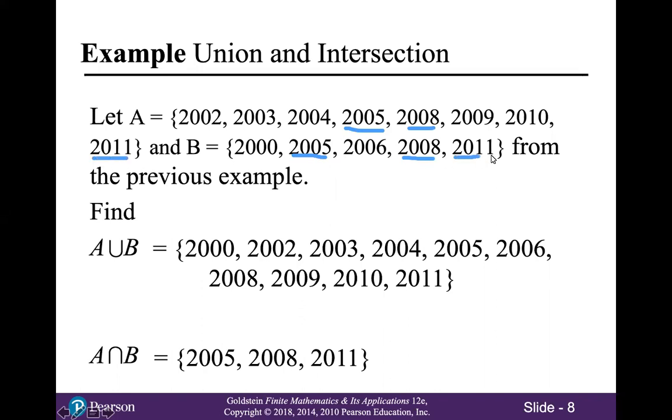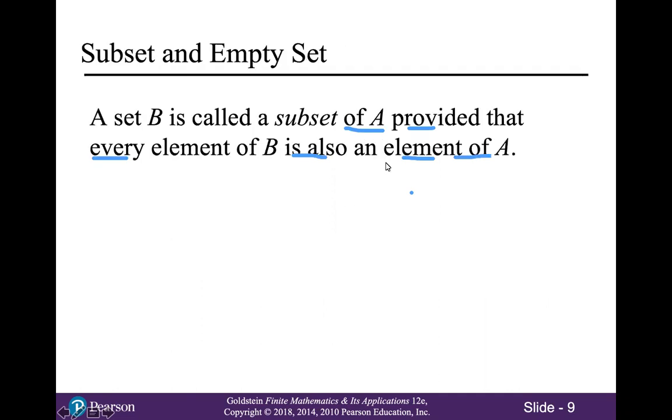Three elements belong to both sets, so those are the elements that get into the intersection. All right. Next, we'll talk about subsets.